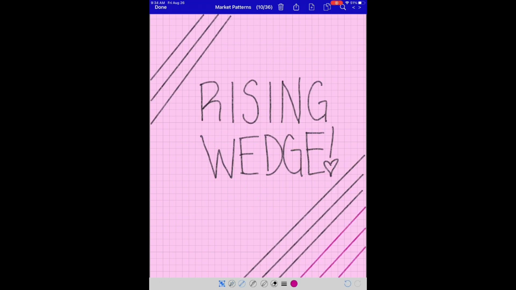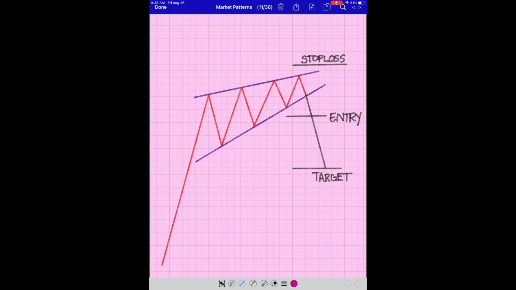Now let's talk about another reversal pattern called the rising wedge. The rising wedge is formed when price consolidates between two upward sloping support and resistance levels. It begins wide at the bottom, and as price moves higher, the trading range contracts and narrows until price has no choice but to break through support to the downside.